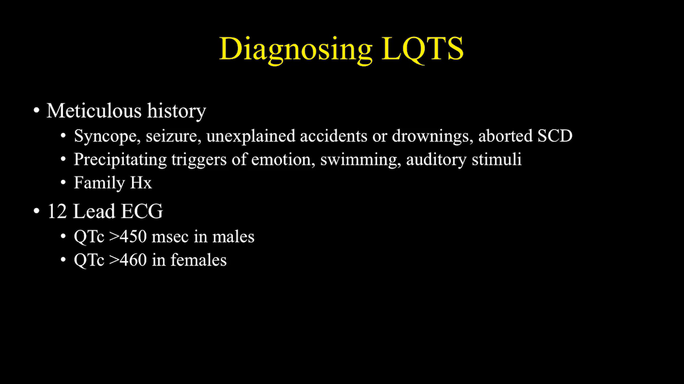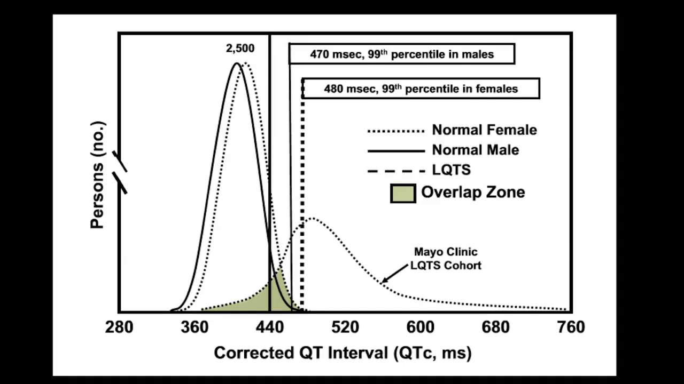Now, if the QT interval is greater than 450 milliseconds in a boy, that is abnormal. In a girl, girls have a little longer QT. So 460 is what we would say is abnormal. The problem is this. If you look at the Mayo Clinic data, this is the long QT population. And some people with confirmed genetically proven long QT syndrome will have a normal QT interval. Even down here, you look at 470 milliseconds, they have some. So there are some people with long QT syndrome that actually have a normal QT.